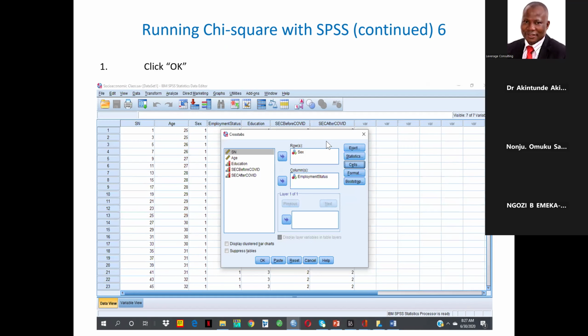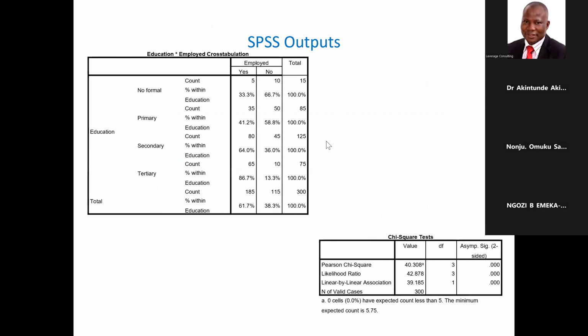So when you click, this is what it gives out. Look at it now. All those patterns you put there will help you. Now, if you look at the statistics down, it gives you Pearson chi-square, likelihood ratio chi-square, and linear by linear association. That is the chi-square for trend, which is 39.185. And that's what we get in that rigorous calculation, 39.1.